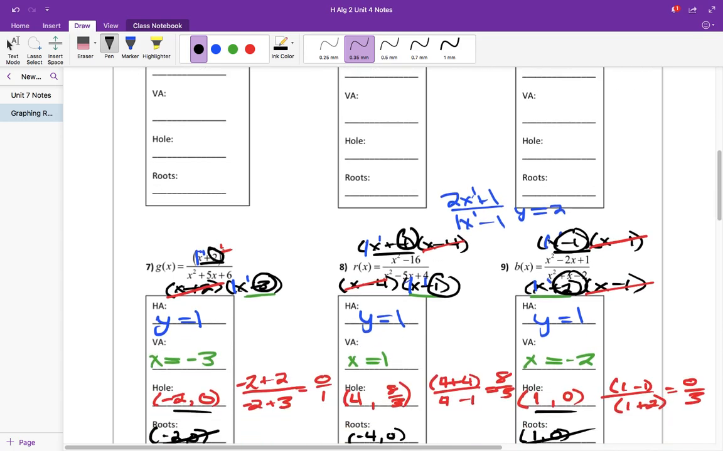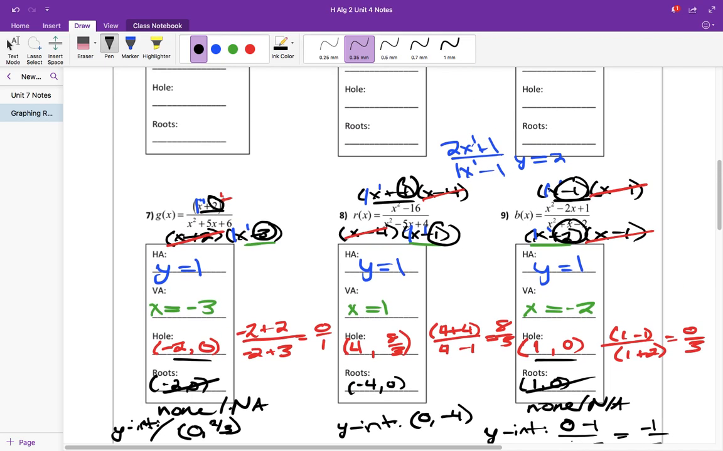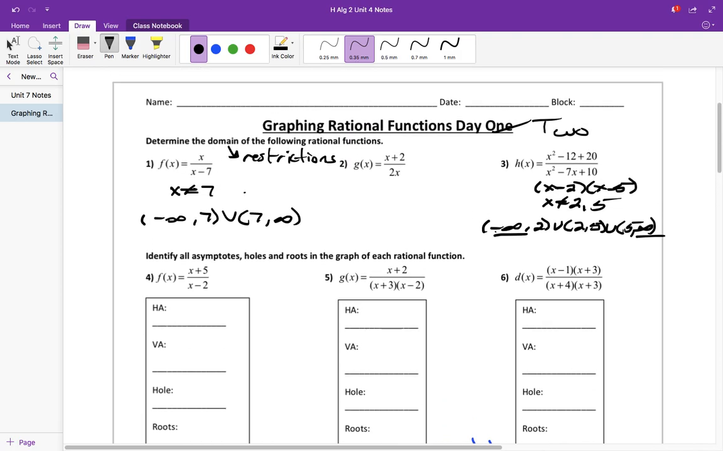Also, if you'd like some more practice with just identifying horizontal and vertical asymptotes, holes, roots, and y-intercepts, there's a few problems right here, so if you wanted to pause the video and try those, here those are for you. And then there's one more domain restriction one. If you wanted to try number 2 at all, you could.